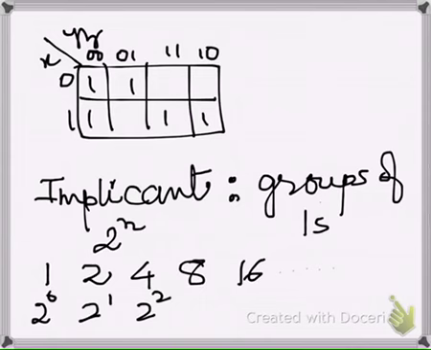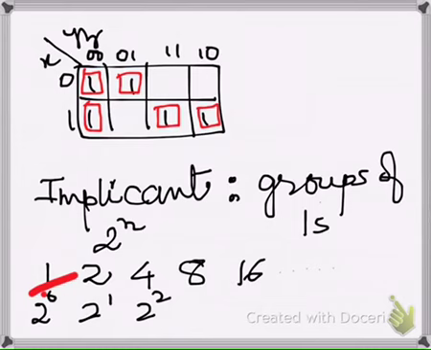In this example that we have here, the Karnaugh map, first let's see how many single ones we have. Single ones we have here, let me mark it with red. So 1, 2, 3, 4 and 5. Each of these is an implicant.